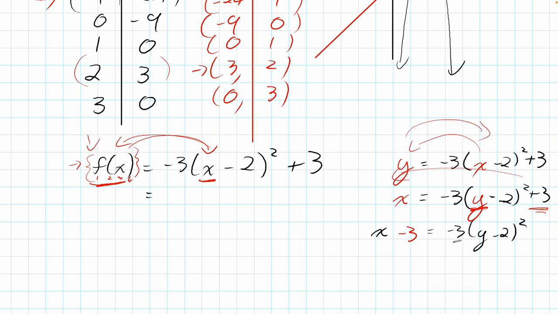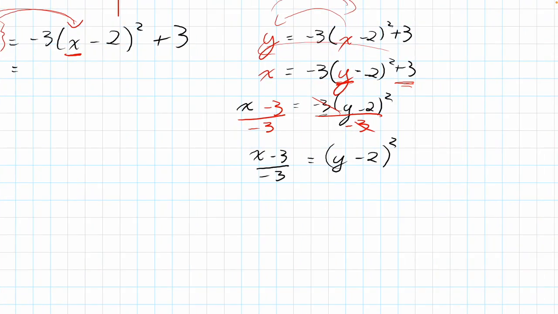Okay. Then I have this negative 3 here. So for my division and multiplication, I'm going to divide both sides by that. On this side it cancels out, on this side it stays. So we now have (x minus 3) over negative 3 is equal to (y minus 2) squared.